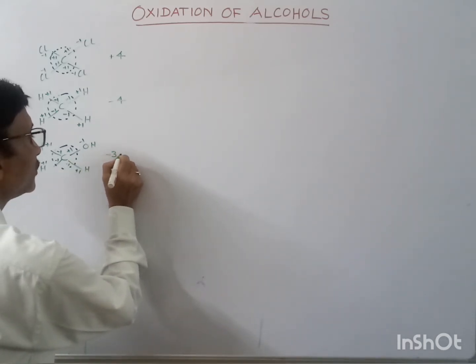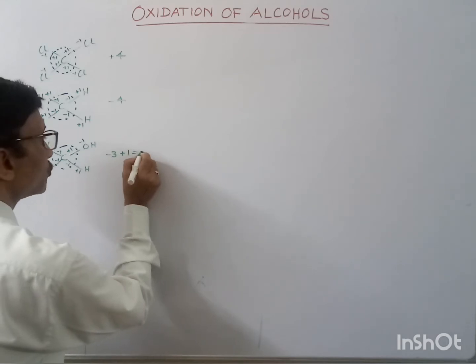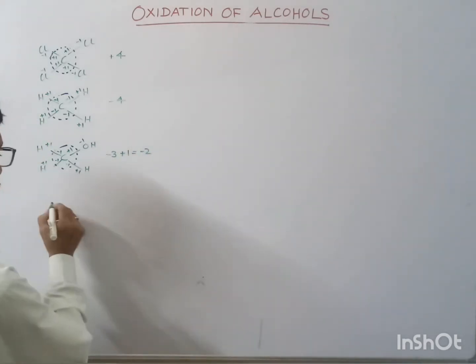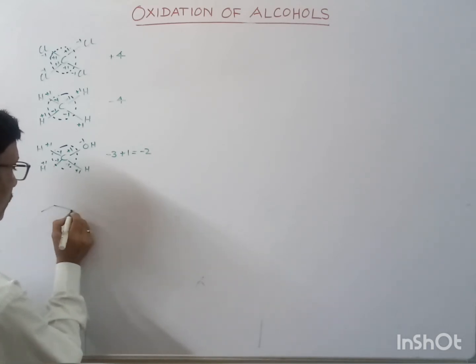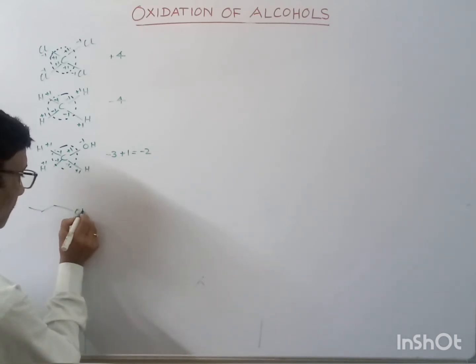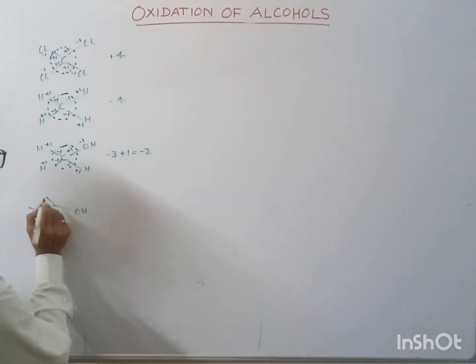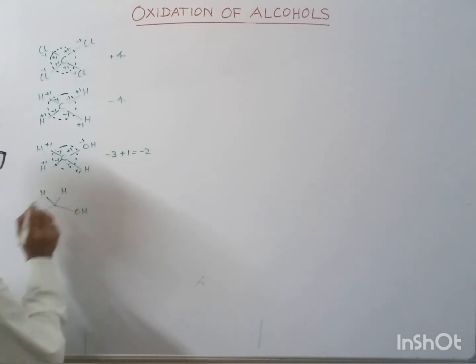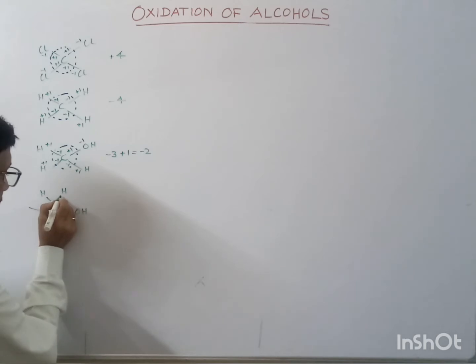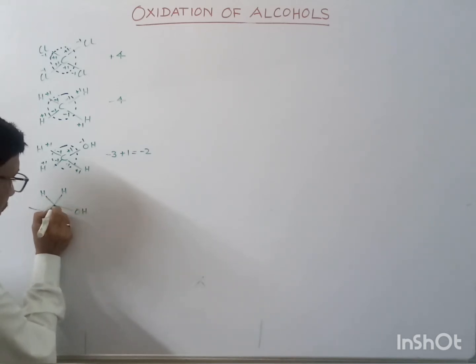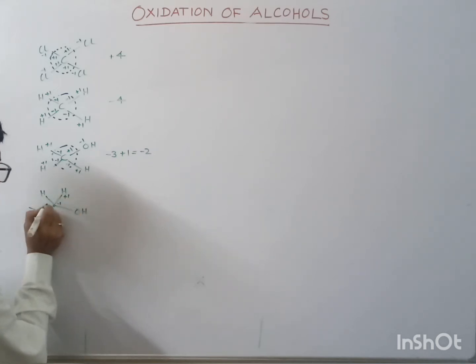So -3 + 1, so this comes out to be -2. Now again, suppose I have drawn this alcohol, and this is the same thing. For this one, this is primary alcohol. In this case, this carbon is having -1, this is having +1, this is having -1, this is having +1.